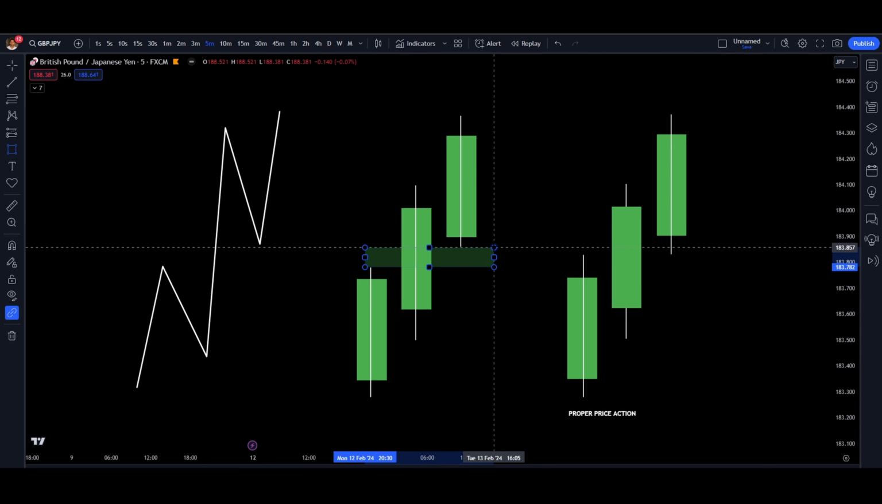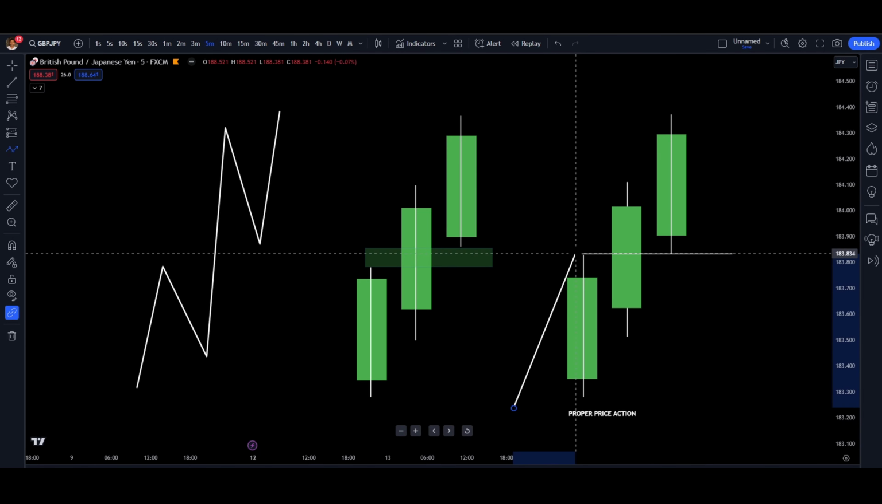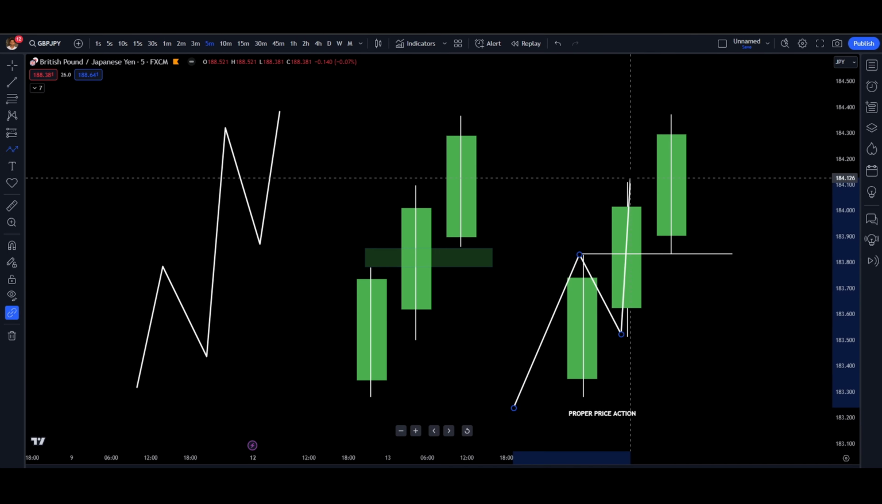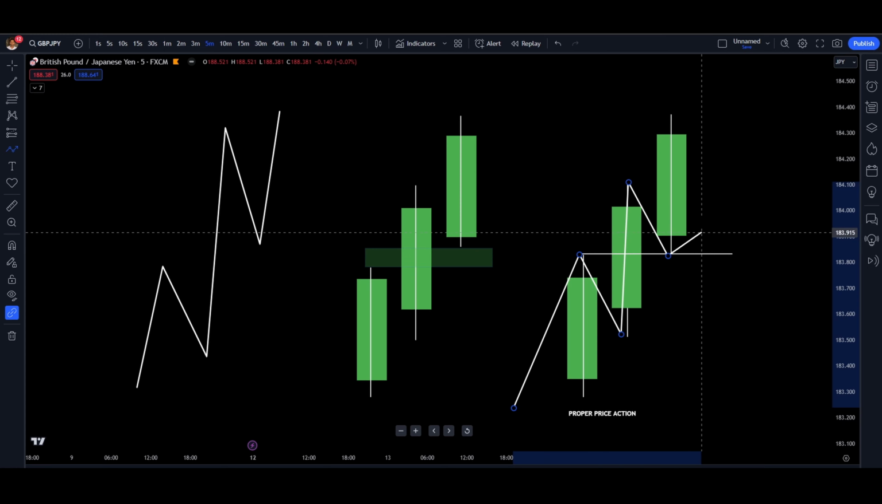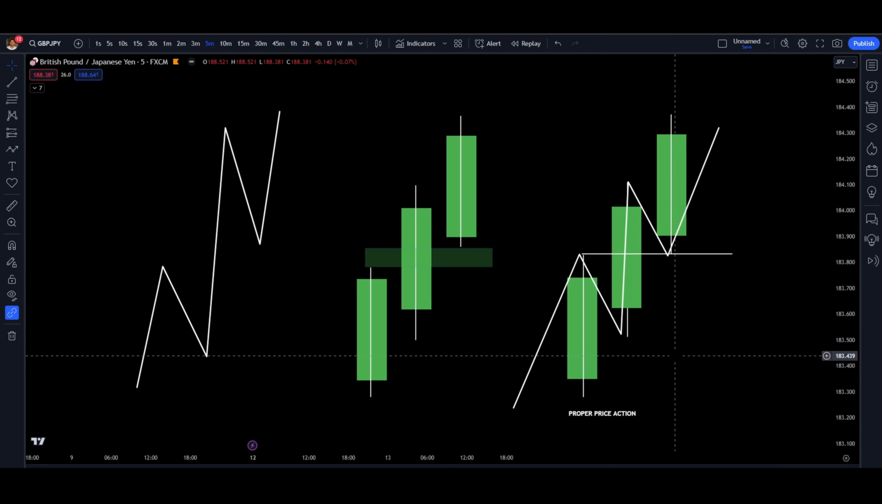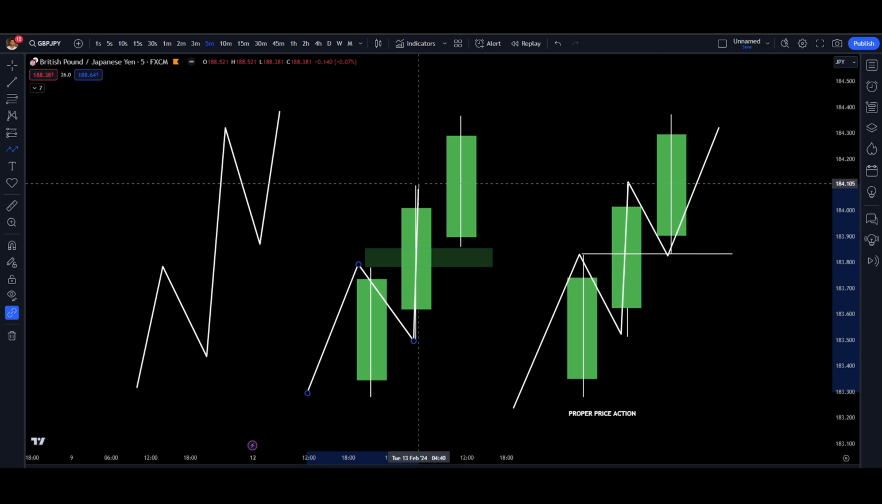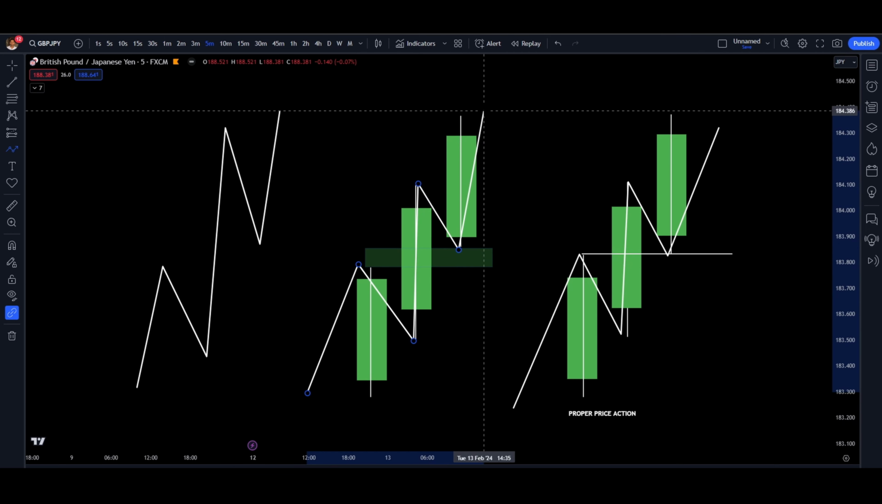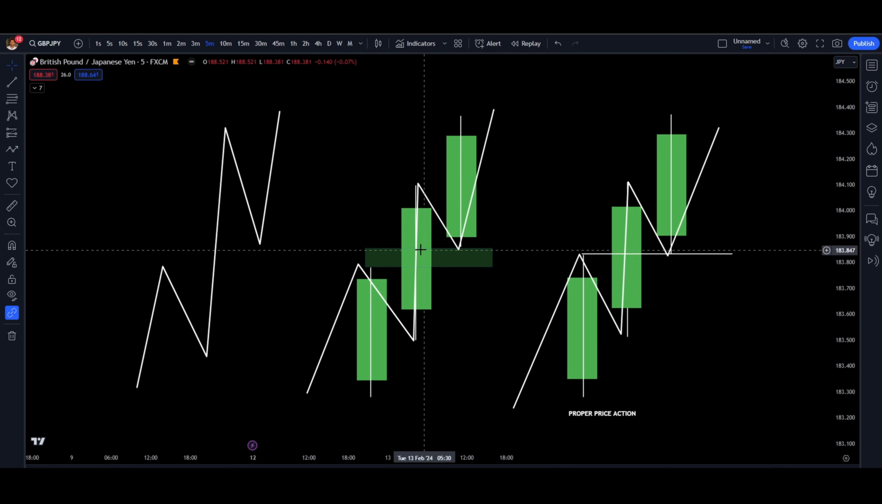So in imbalance, we can see that there is a gap between this high and this low. So in proper price action, price creates a high, creates a low, then high, and then low. But tap this high and then it goes to the upside. But here we can see that price created a high, low, and then again a new high. But it never touches this high. So that's when imbalance is formed between this high and this low.